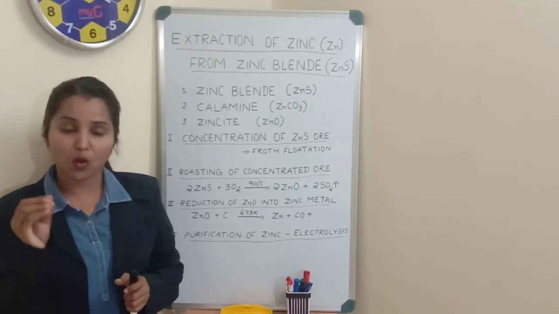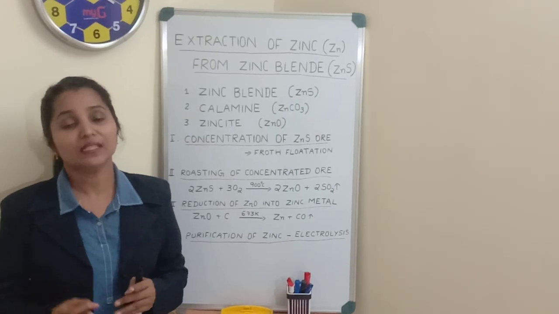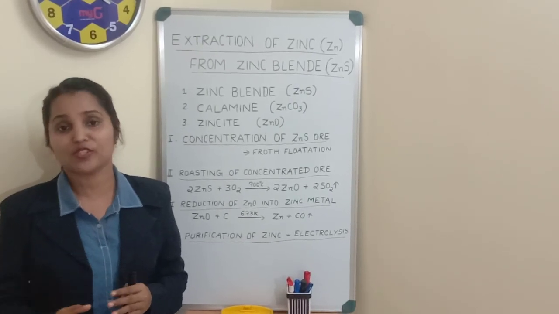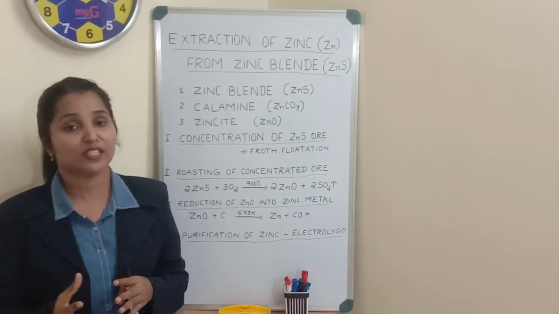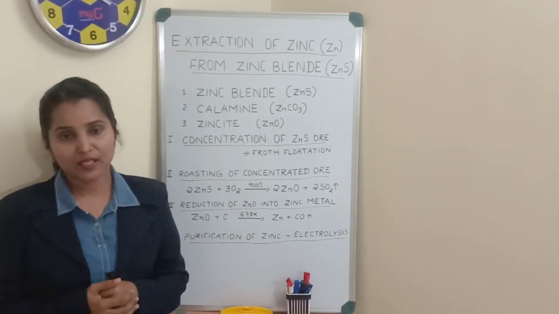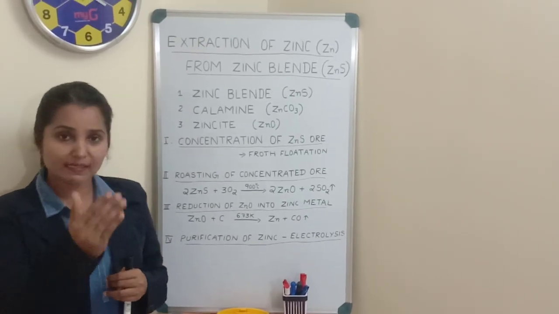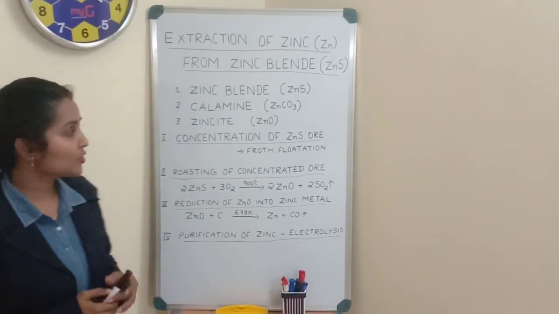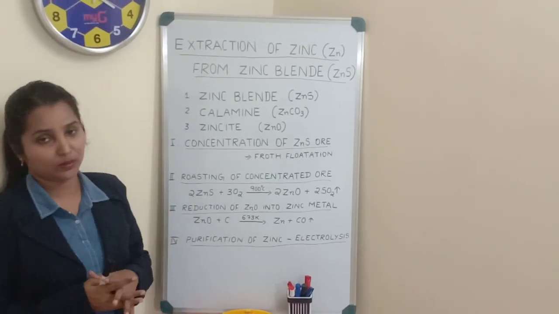And then this oxide form of the metal is reduced, that is the third step. The metal oxide is reduced to form crude metal. And the fourth step is the purification of the formed crude metal. So here in the extraction process of zinc also we will follow the same steps. And here, the first step is concentration of zinc blende ore.